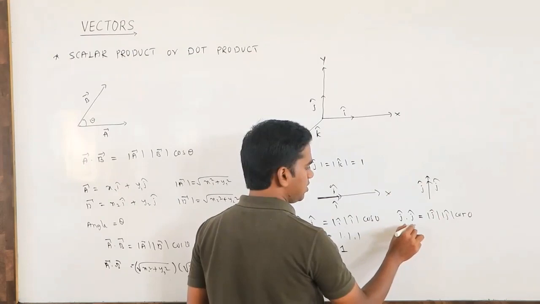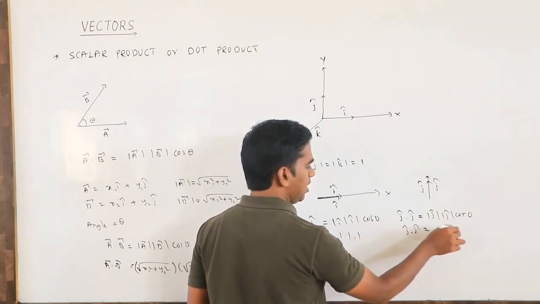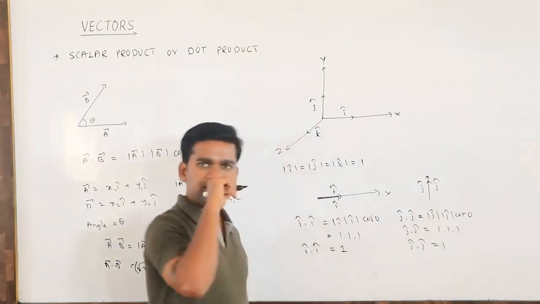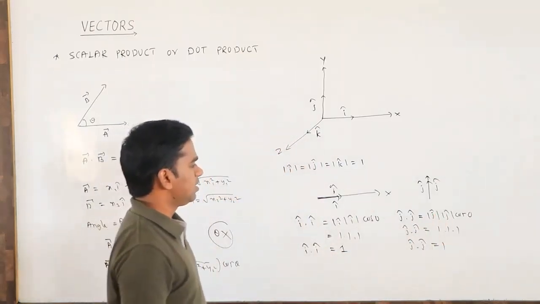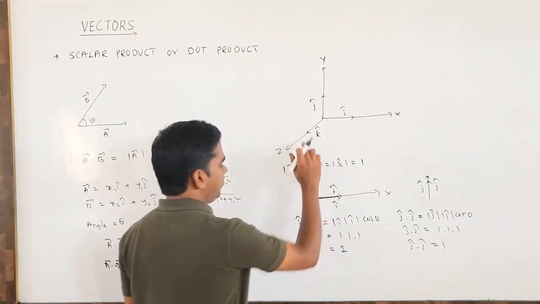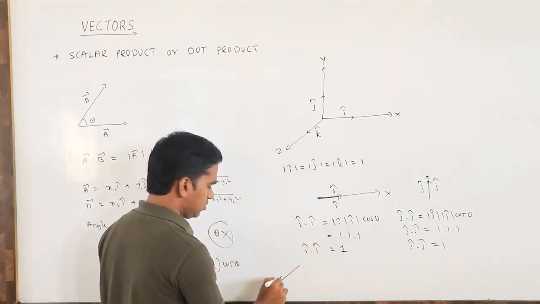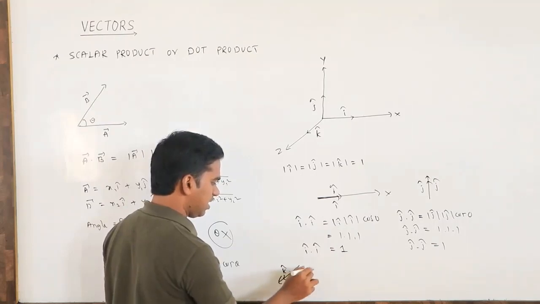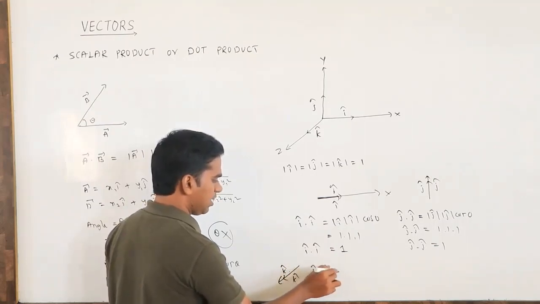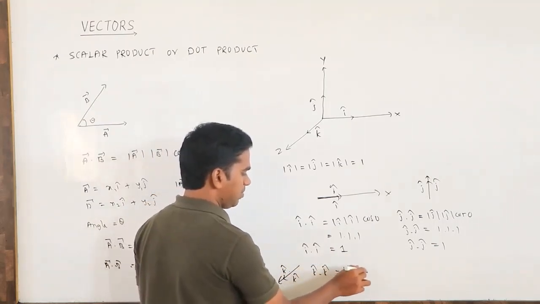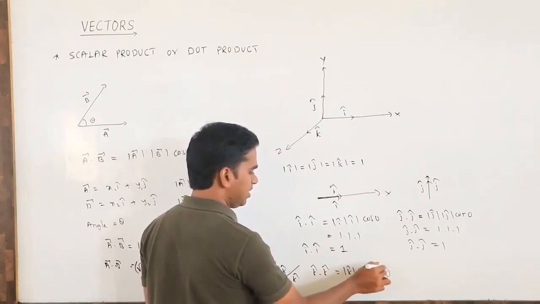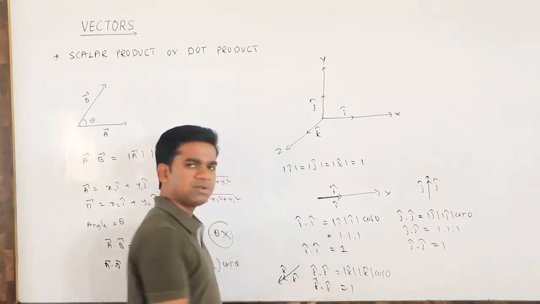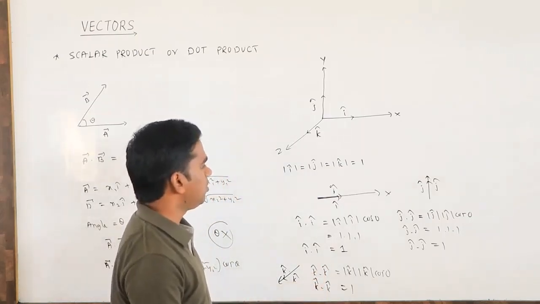So j cap dot j cap is what? 1, 1, again it is 1. So j cap dot j cap is 1. Then what about k? So this is k cap, and the other I will also take along this direction only, another k cap. So k cap dot k cap is magnitude of k cap, magnitude of k cap, cos of the angle between them, which is 0. So this is also going to be 1. So k cap dot k cap is also going to be 1.